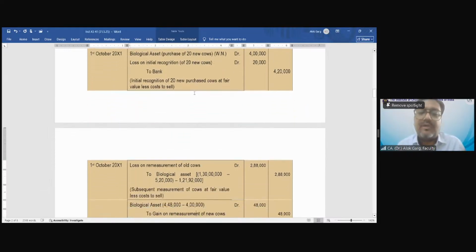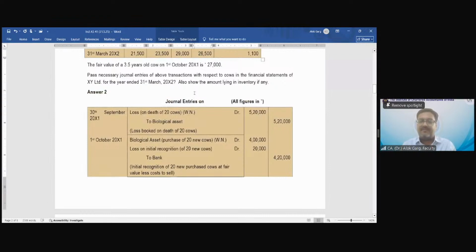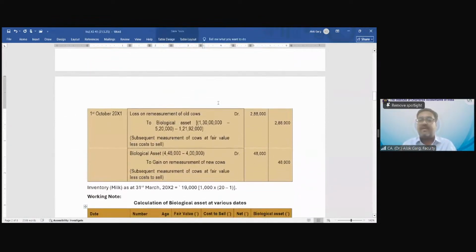अब आपका 1 अक्टूबर को लॉस ऑन मेजरमेंट ऑफ ओल्ड काउस. 1 अक्टूबर को वो जो पुरानी काउस थी वो कितनी बची हैं? 500 काउस थी ना पुरानी, उसमें से कितनी काउ बची हैं? 480, because 20 cows got died. और 1 अक्टूबर को ये जो 3 साल वाली काउ थी इनकी वैल्यू क्या हो गई होगी? 3.5 year. So the fair value of the 3.5-year cow is also given, 27,000, right?